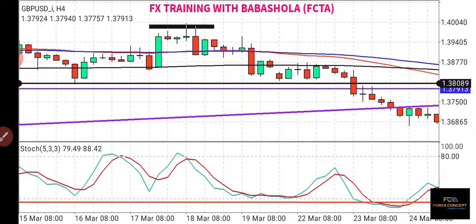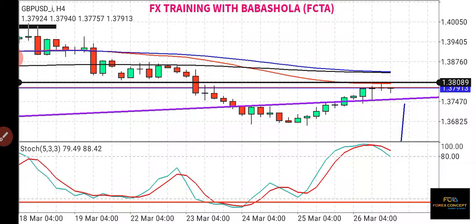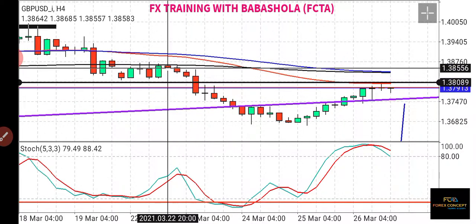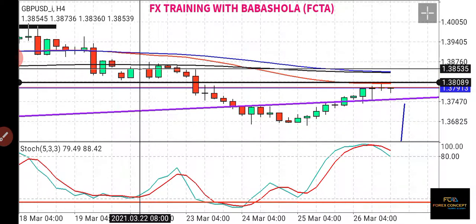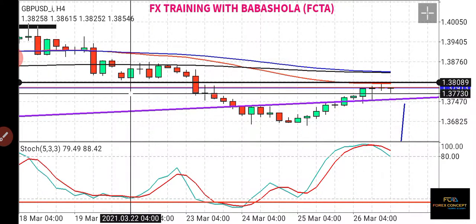So where are we going to enter from? Well, I would say you enter from 1.38089, this blackish candle, 1.38089 or 1.38083. However, if price continues, price will definitely touch it. I'm sure of that. Price will definitely test it, 1.38093.